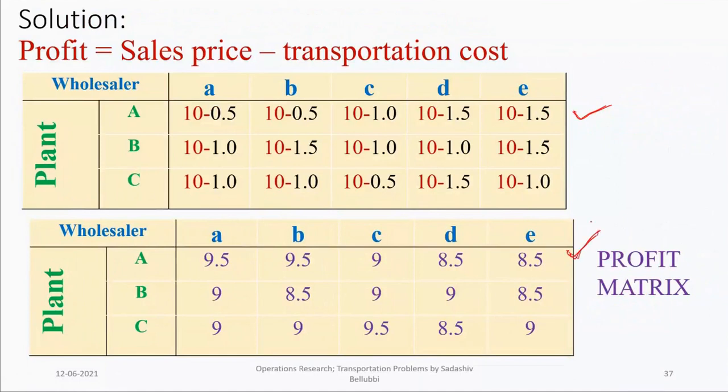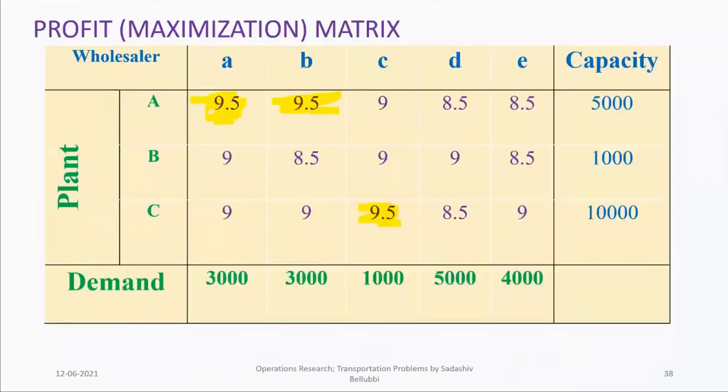Once you get the profit matrix, the profit matrix itself is the maximization matrix. Then we need to convert the maximization matrix into minimization by identifying the highest number in the matrix, and subtracting all the elements from that. What is the highest number in this matrix? The highest number is 9.5. If there are three 9.5s, it's okay, no problem. But what is the highest number? 9.5 is the highest number. Subtract all the elements from that 9.5 and then convert it to minimization.